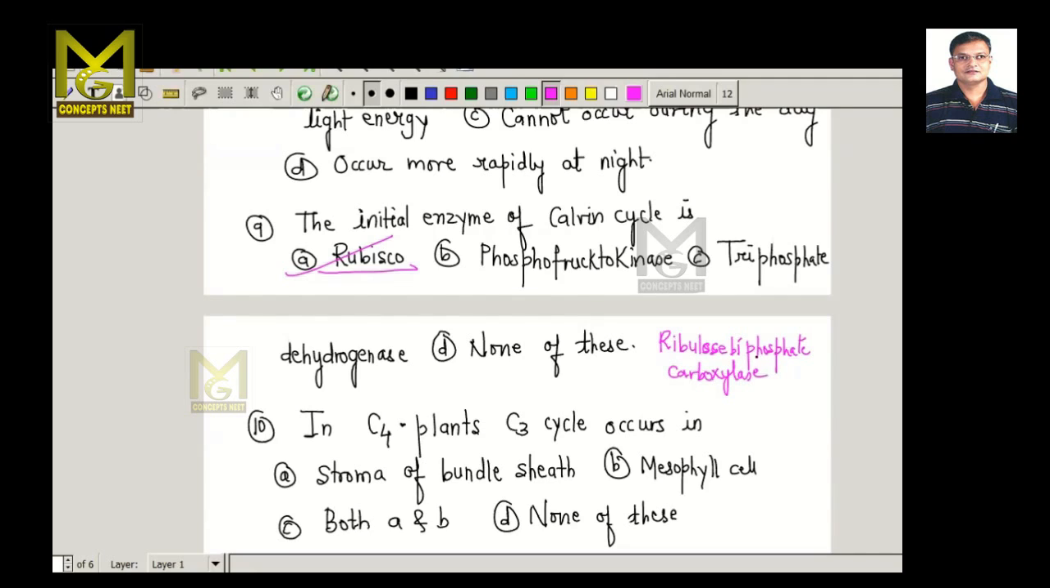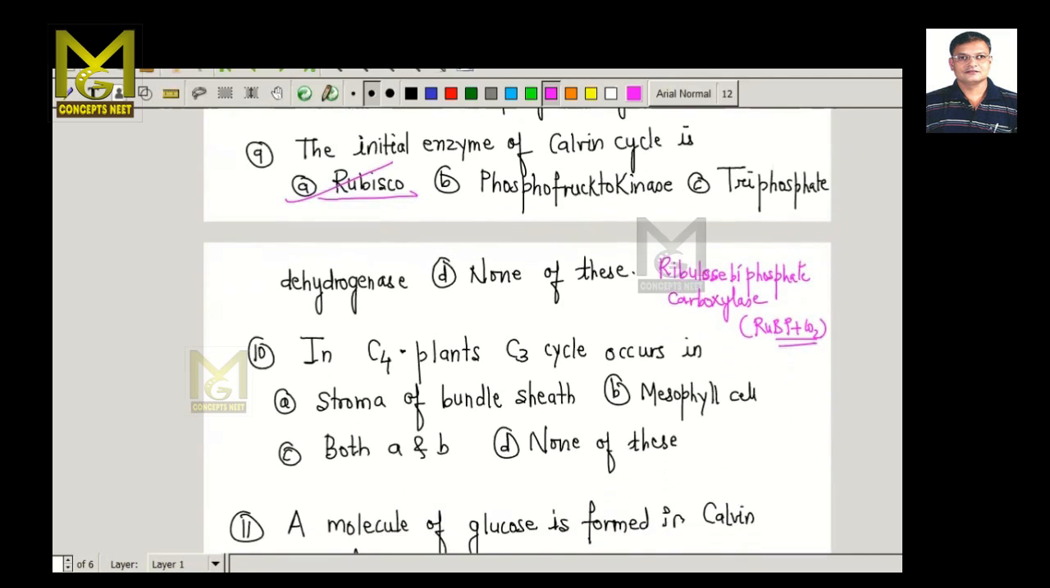And this combines with ribulose bisphosphate. Ribulose bisphosphate combines with carbon dioxide, and therefore the enzyme is represented as rubisco. So rubisco, option A, is the correct one. We go to the next question.